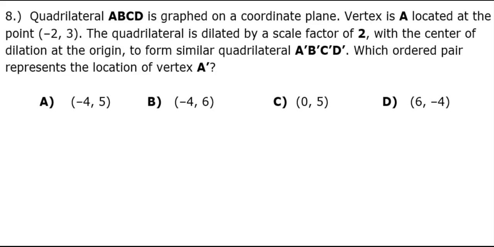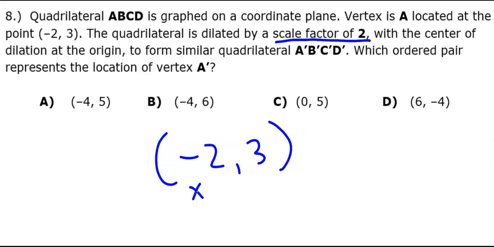Number 8 asks you to dilate a figure using a scale factor of 2. And when you dilate, you multiply the original coordinate by the scale factor. And if we are dilating by a factor of 2, that means I multiply each coordinate by 2, giving me -4 and a 6.